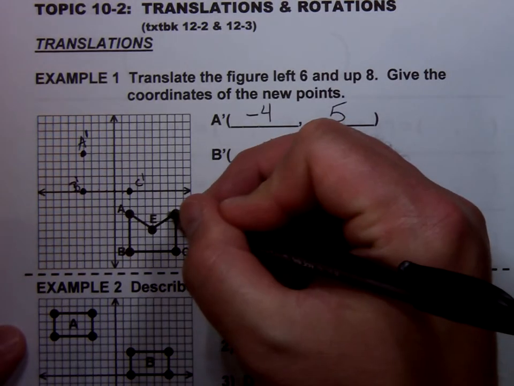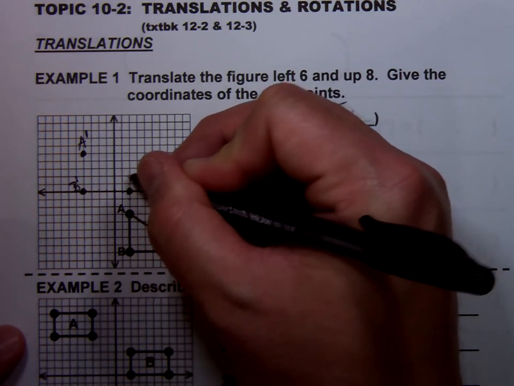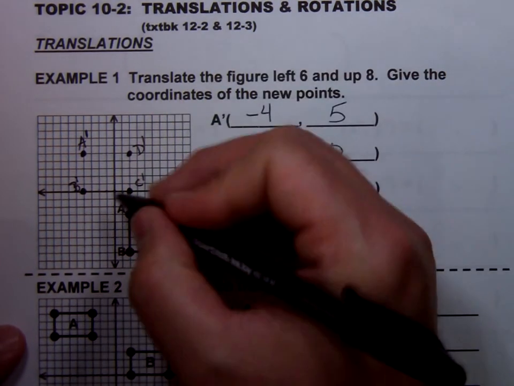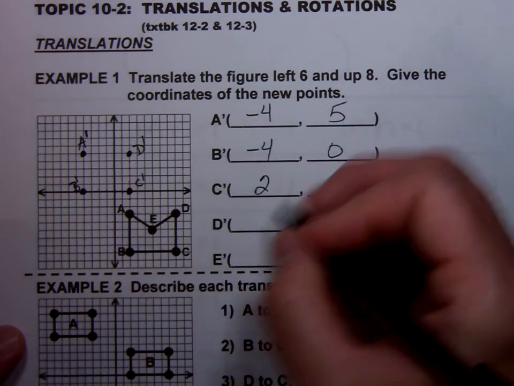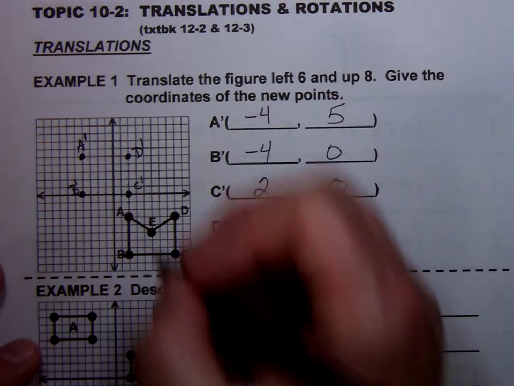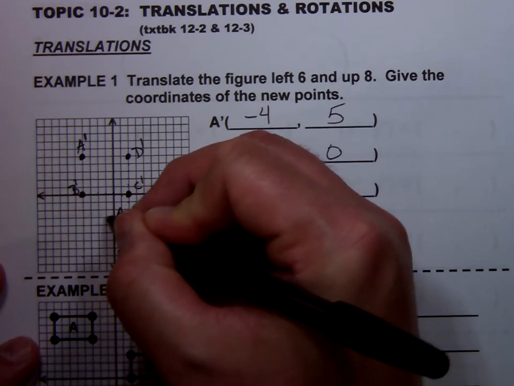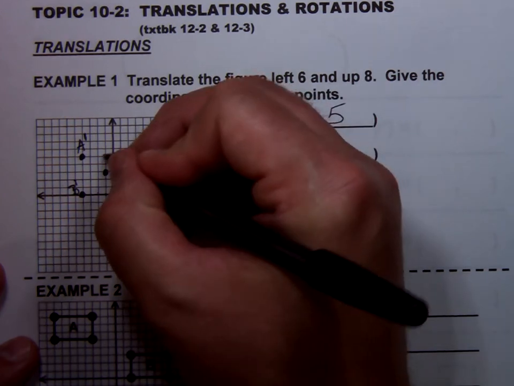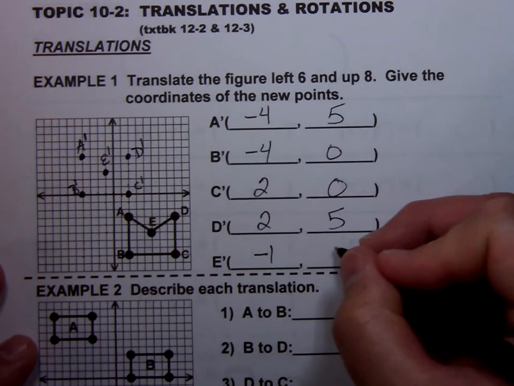Okay, D, 1, 2, 3, 4, 5, 6. 1, 2, 3, 4, 5, 6, 7, 8. There's D prime. So from the origin, right 2, and then up 1, 2, 3, 4, 5. 2, 5. And the last one, point E, left 6, 1, 2, 3, 4, 5, 6, up 8. 1, 2, 3, 4, 5, 6, 7, 8. And here's E prime, and from the origin, left 1, up 3, at the coordinates negative 1, 3.